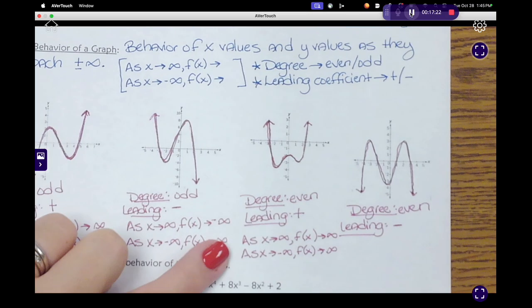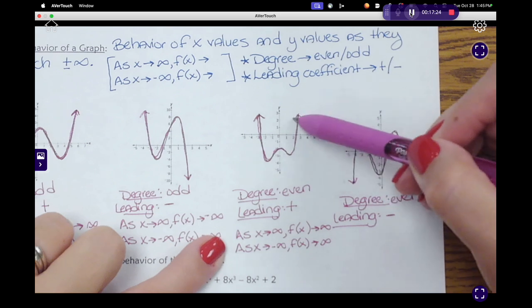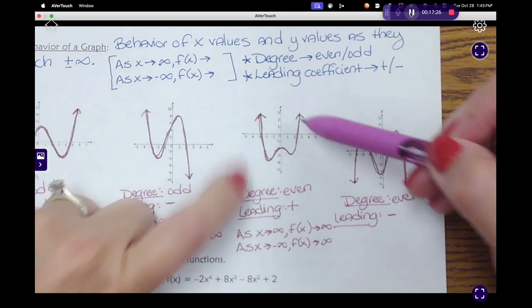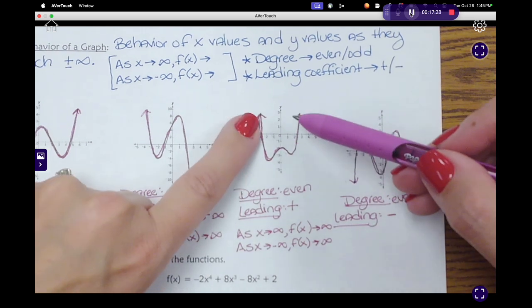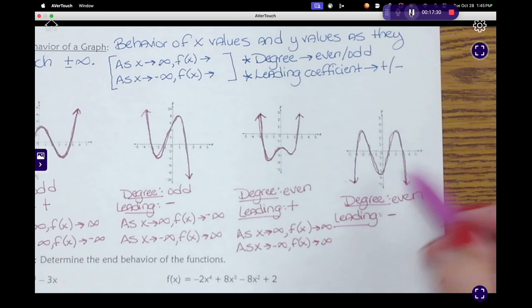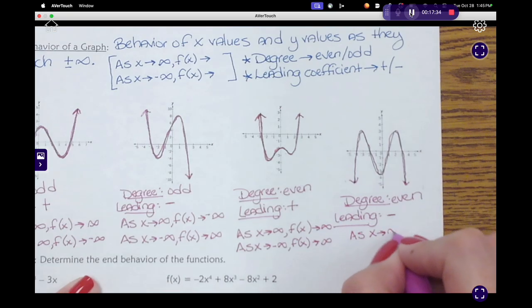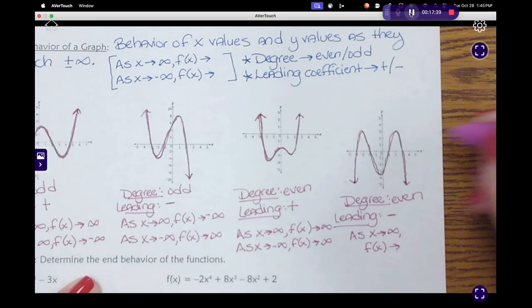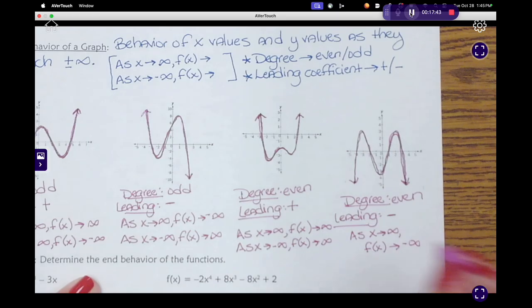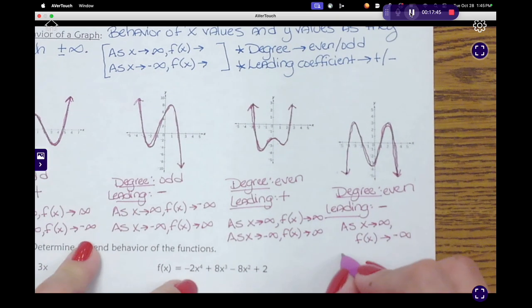Okay, so for both of these, because both of them go up on both sides, they're actually both approaching a positive infinity, which means this is going to be the opposite. So here, as your x is approaching a positive infinity, your f of x is approaching, so here on this side, it's going down. So that would be a negative infinity. And that's going to be the same for the other side.